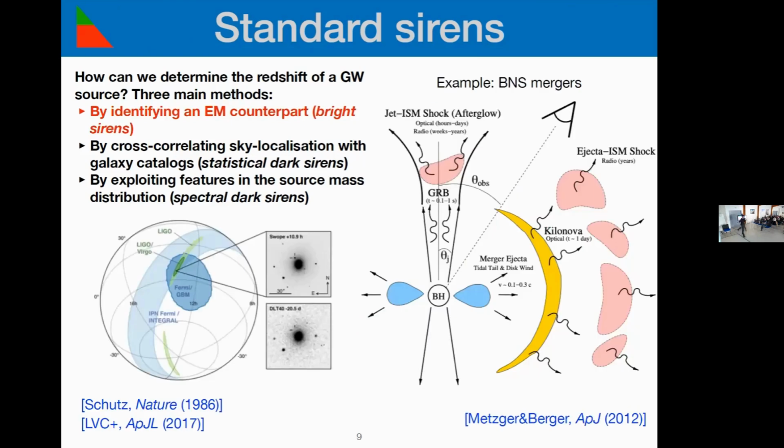The first standard siren that we have is the best one and still dominates our measurement of cosmology: of course, GW170817. As you can see, we only use the counterpart, so the first method. How does it work? This is straightforward. You get a gravitational wave event, and you go and look in the sky localization region. It is very important to have three detectors, as you can see from this plot.